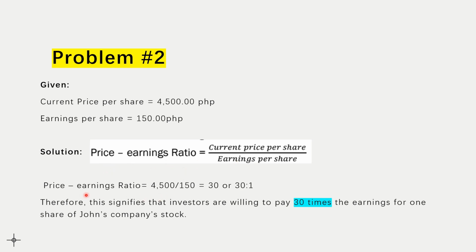So for our price to earnings ratio, just substituting the values of the current price per share over the earnings per share, which is 4,500 for the current price and 150 for our earnings. So we currently have 4,500 divided by 150, which is equal to 30. But since we're asking for a ratio here, we always use the default 30:1. So this signifies that investors are willing to pay 30 times the earnings for one share of John's company stock. So John is a pretty lucky guy.